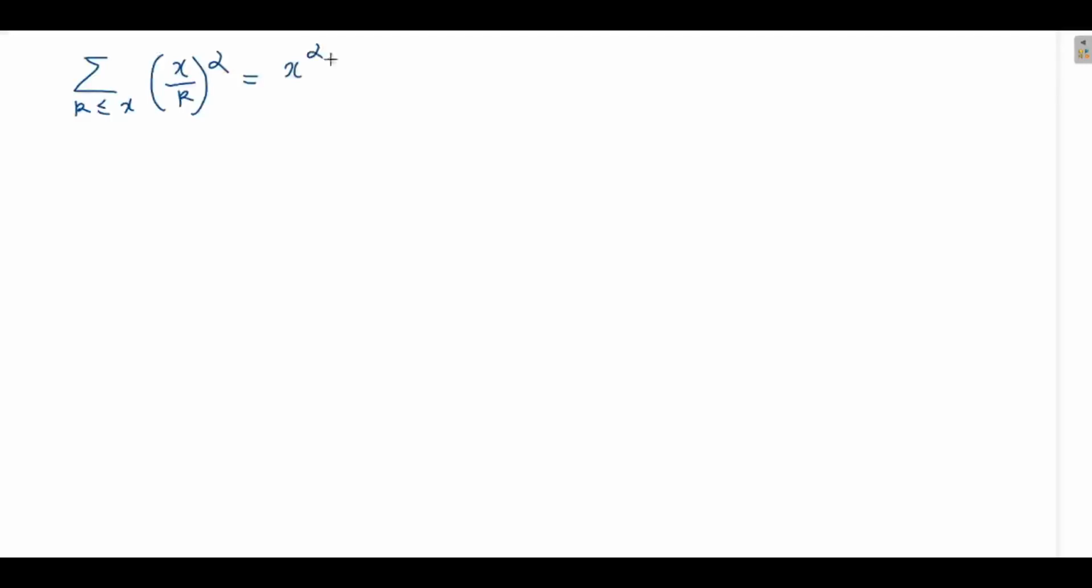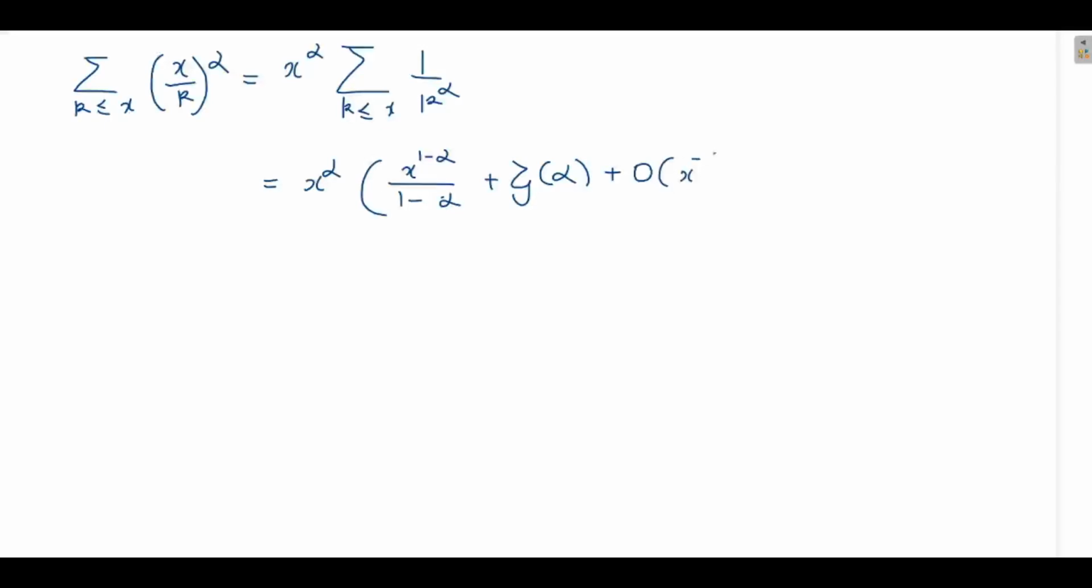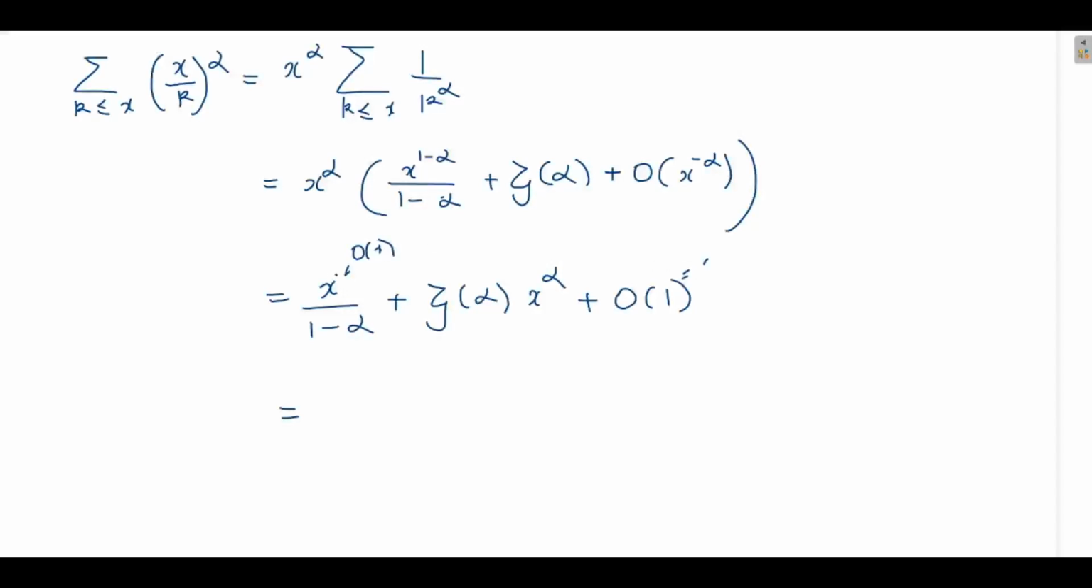So this is x raised to alpha, summation k less than or equal to x, 1 by k raised to alpha. This would be x raised to alpha times x raised to 1 minus alpha upon 1 minus alpha plus zeta of alpha plus big O of x raised to minus alpha. This would be, multiply your x inside, you will get x upon 1 minus alpha plus zeta of alpha times x raised to alpha plus, now here you multiply your x raised to alpha inside, you're going to get big O of 1. Okay, now let's see what this is. This here is big O of x. This is big O of 1, as we already know. This is big O of x raised to alpha. But beta is the maximum of alpha and 1.